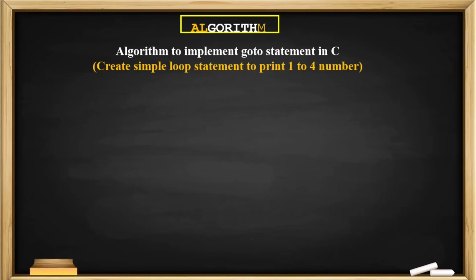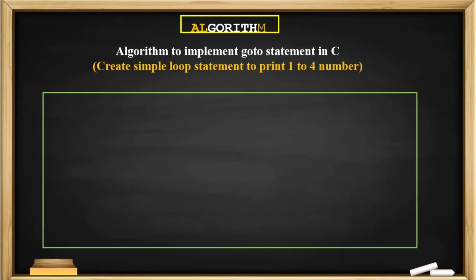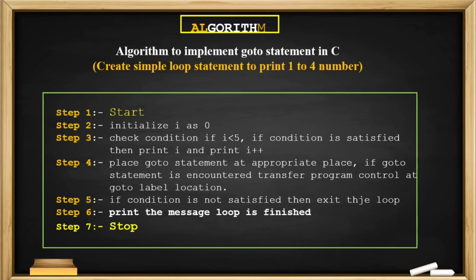Before writing actual program, we shall discuss about an algorithm. Algorithm is a stepwise set of instructions to execute a task. Here, step 1 is start. In step 2, we shall initiate loop variable I as 0. In step 3, condition is checked for I less than 5. If condition is satisfied, we shall display value of I and increment it by 1.